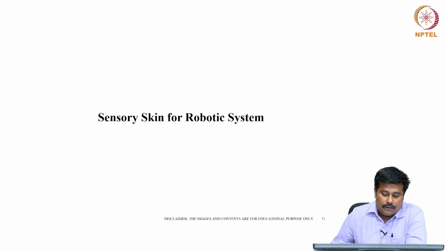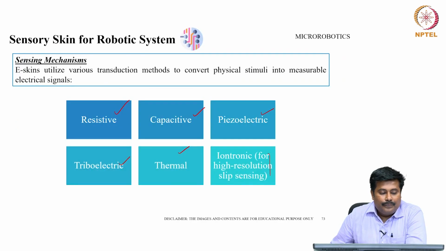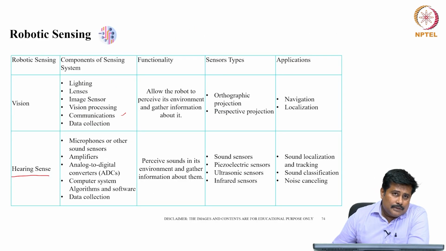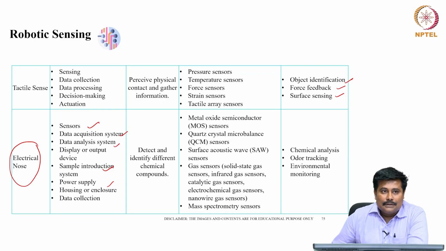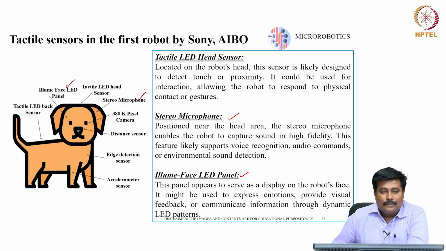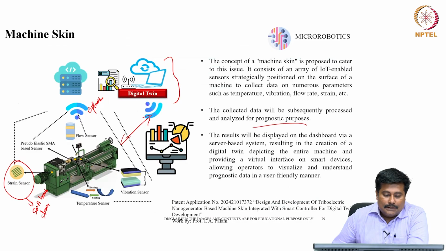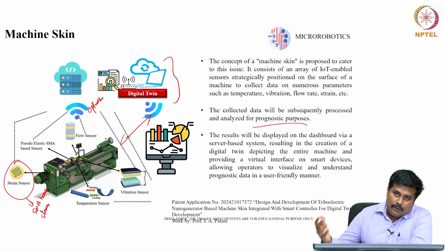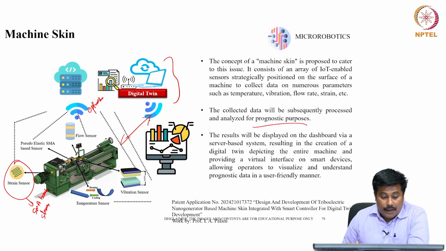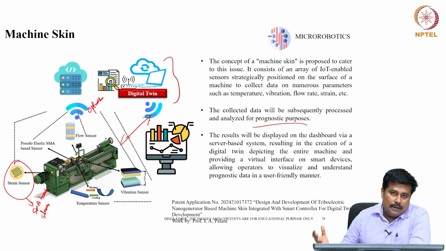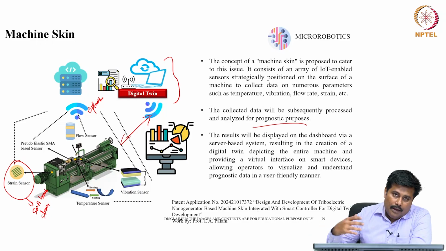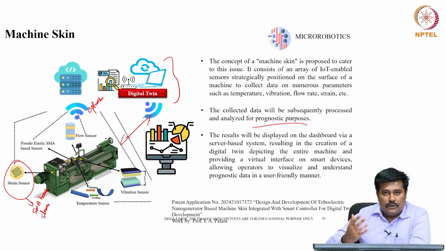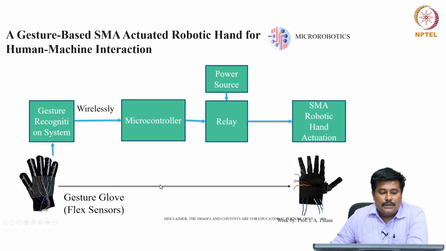We also had a discussion about the sensory skin for robotic systems, the various types of robotic sensing which have been established, including vision, hearing sense, tactile sense, electronic nose, electronic tongue, and sixth sense. We also discussed how tactile sensors are employed in commercially available robots. There is a concept of machine skin which is coming up in a bigger way. Machine skin has potential application towards the man-machine interface and the man-robot interface. One case study on machine skin has been demonstrated.